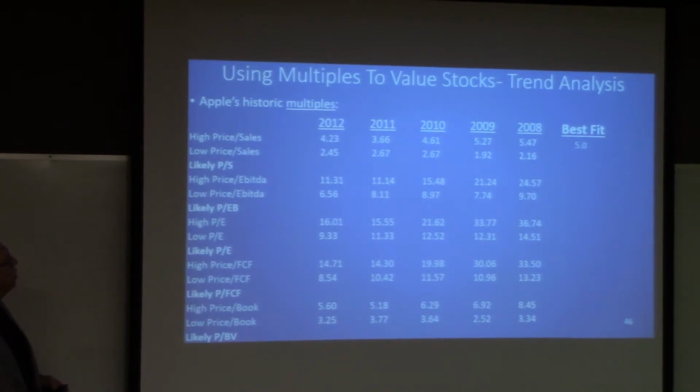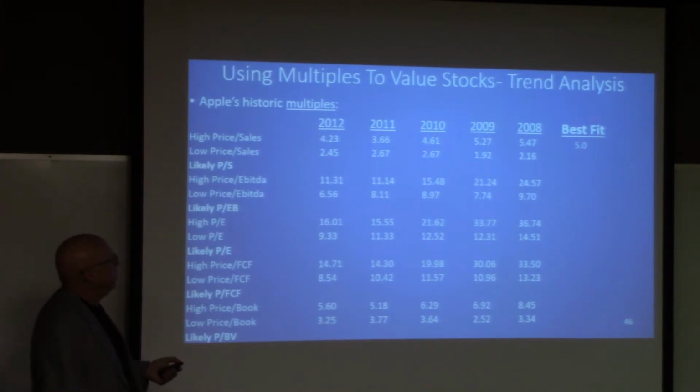So let's start. We're going to choose, and we're just pretty much eyeballing it, folks. That's how it works. So we're going to choose 5 as our high price to sales. Then we're going to choose 2 as our low price to sales. And our likely price to sales is 3.75.